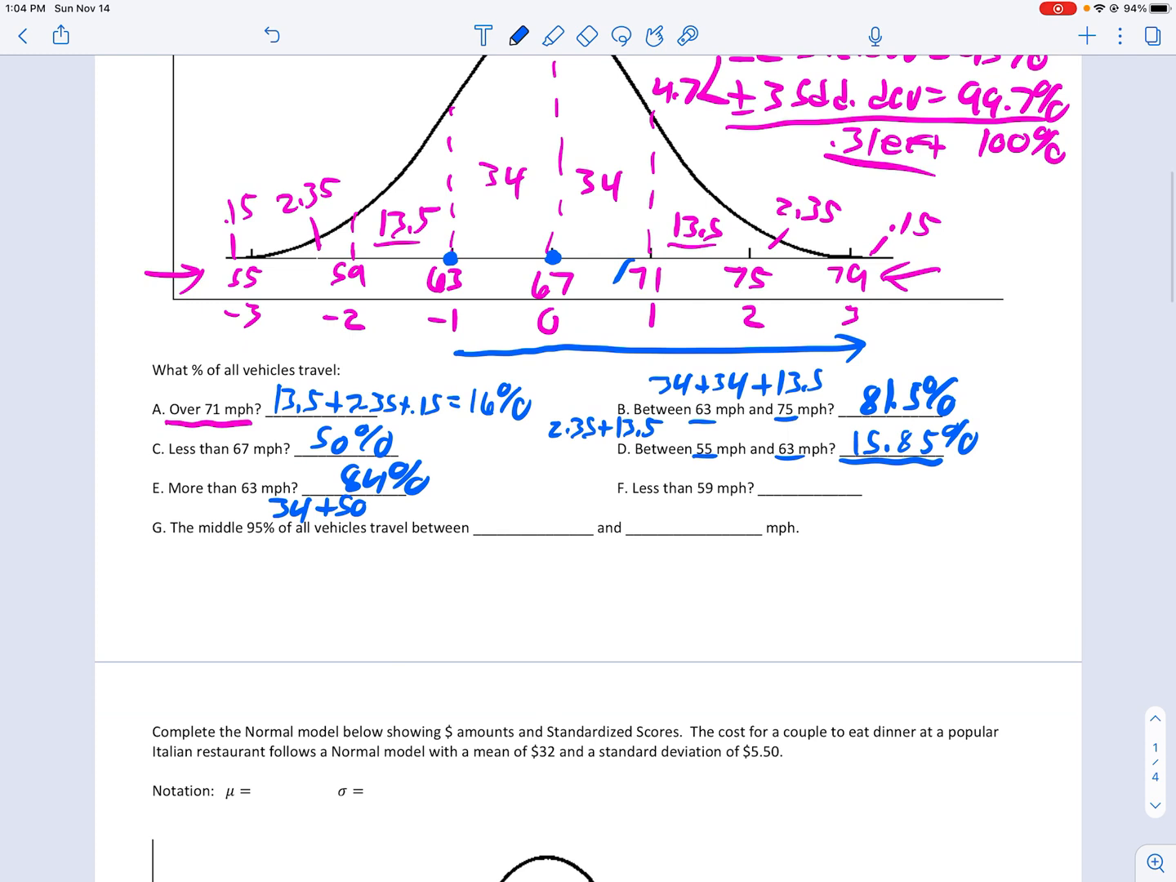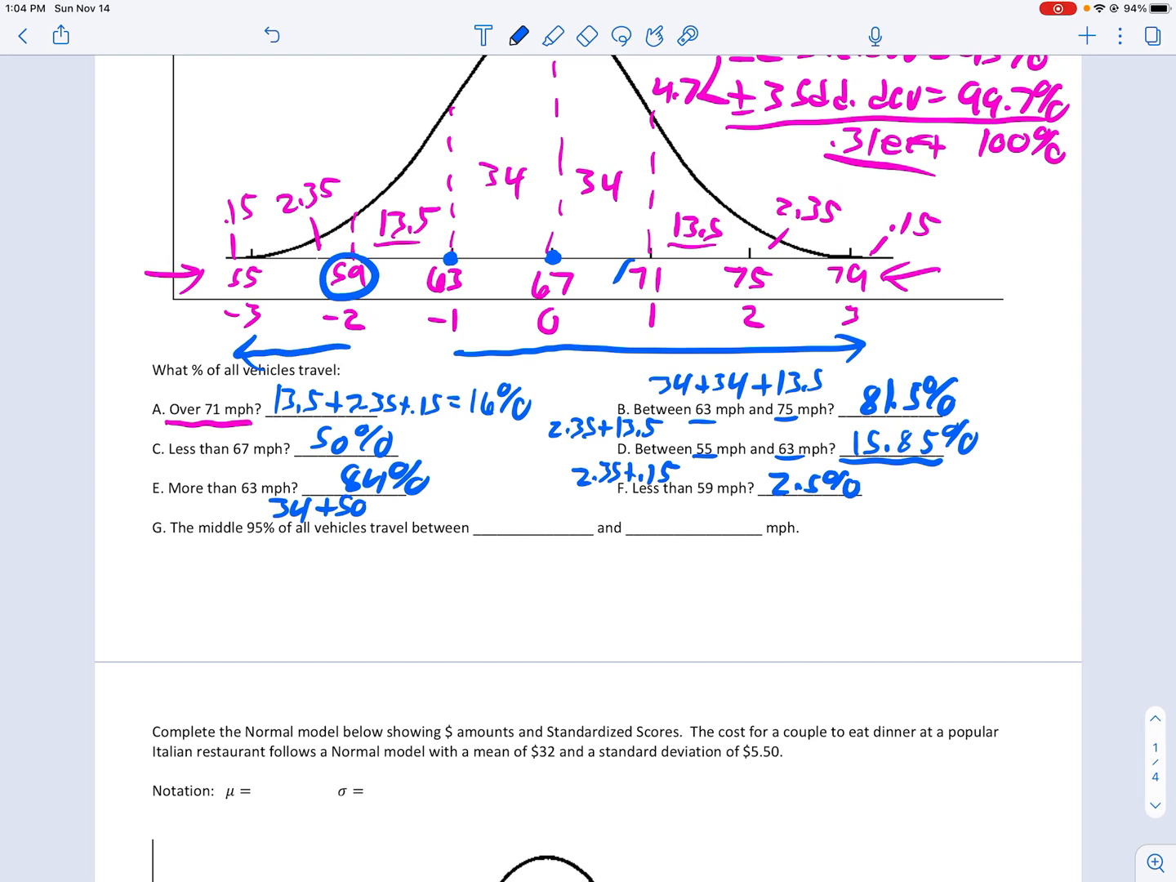Okay, less than 59. So here's 59. Less than that would be everything this way. So that would just be your 2.35 plus your 0.15. So that's 2.5%.